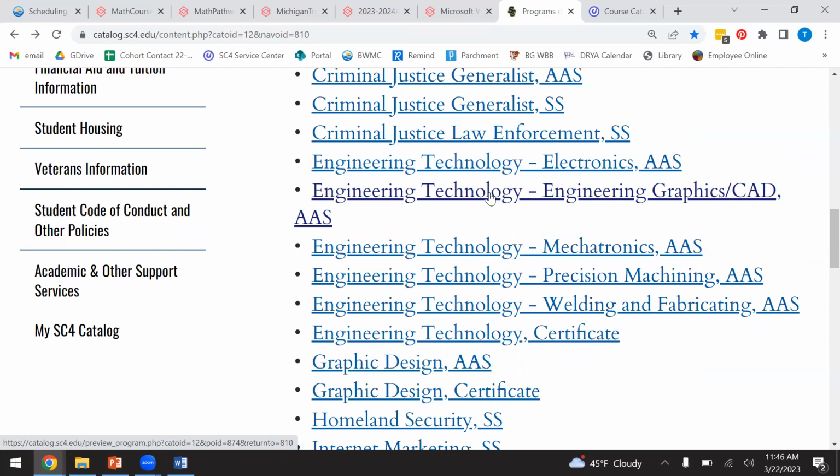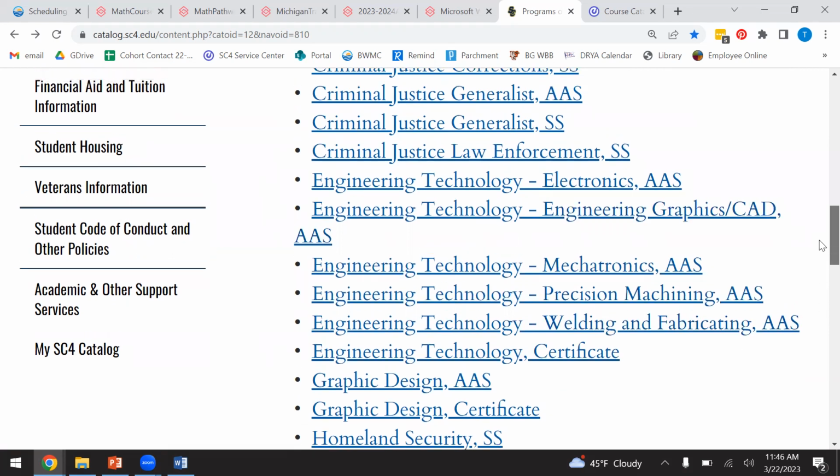You'd be doing drafting instead of doing the actual engineering design. So if you're thinking about being an engineer, in electrical or mechanical or something like that, you would actually want to do the Associate of Science instead. But you could incorporate some of these classes depending on what field you're thinking about going into.